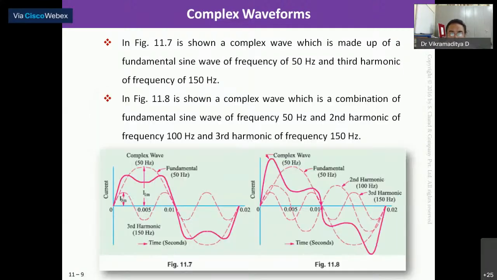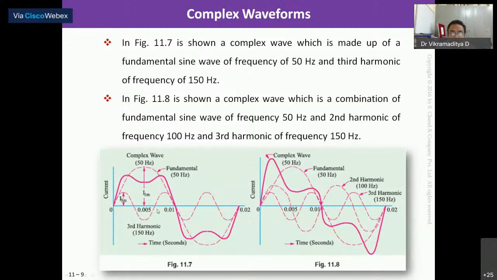So now another waveform is being shown to you. It is a complex waveform, in the sense that there is a fundamental waveform. This dotted portion is the fundamental waveform, which has a frequency of, say, 50 hertz. Now we will take into account what frequency is, but before that, let us understand this is a fundamental waveform.